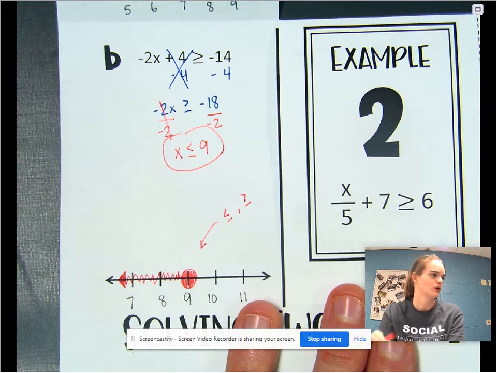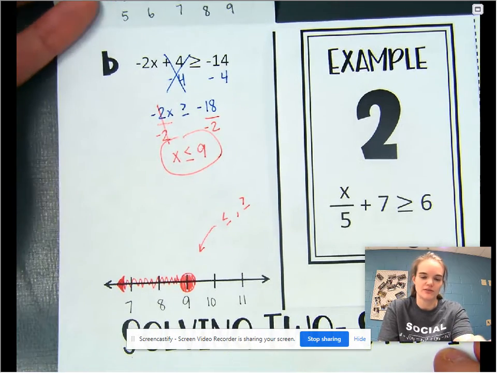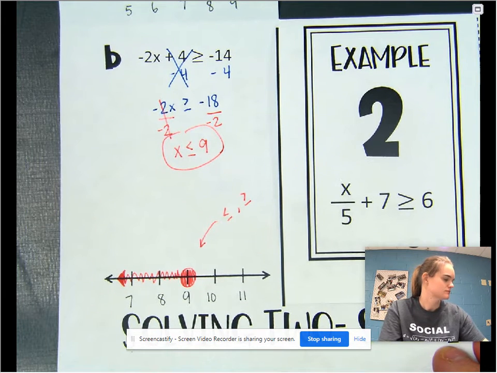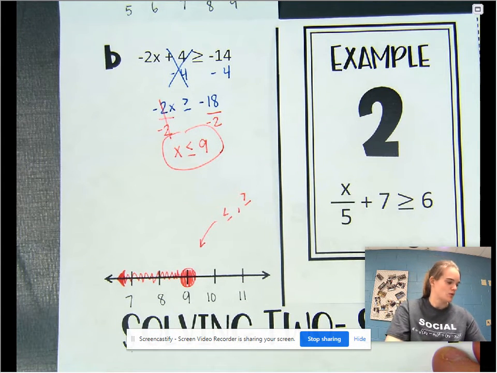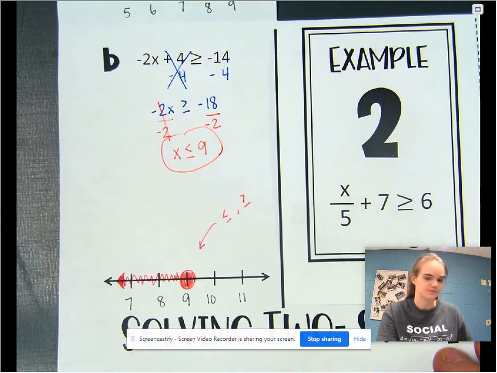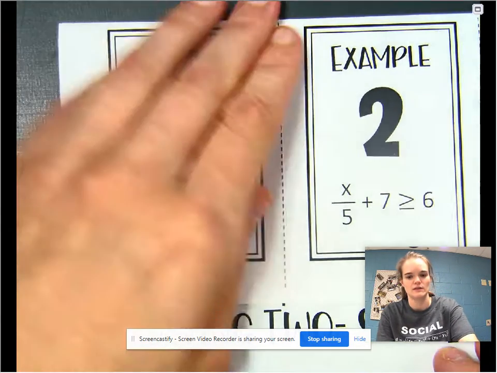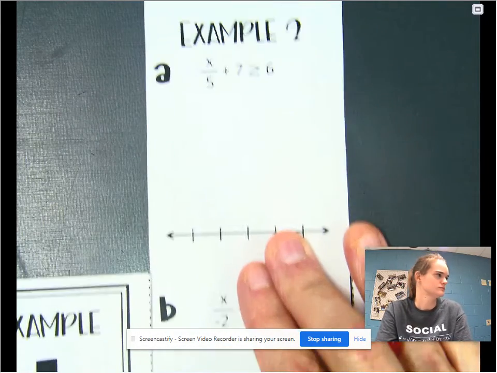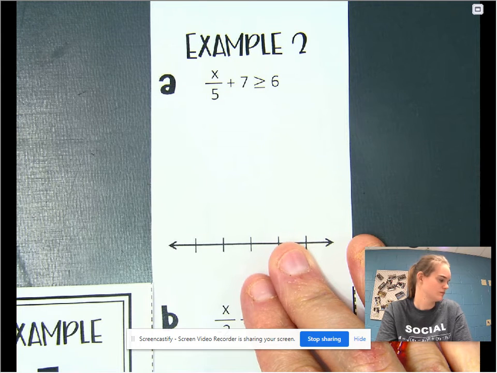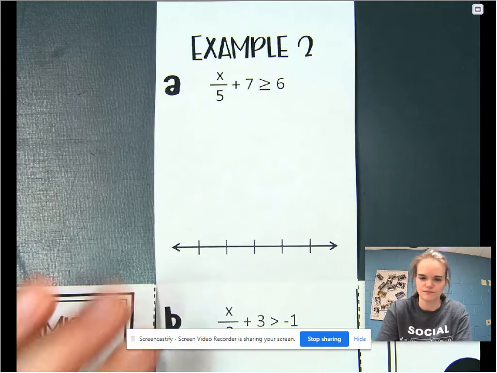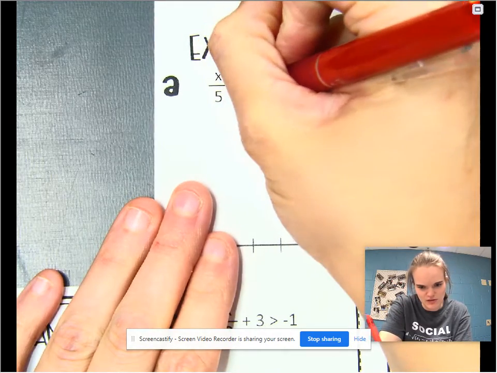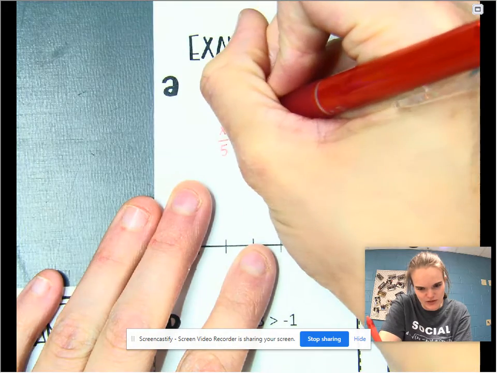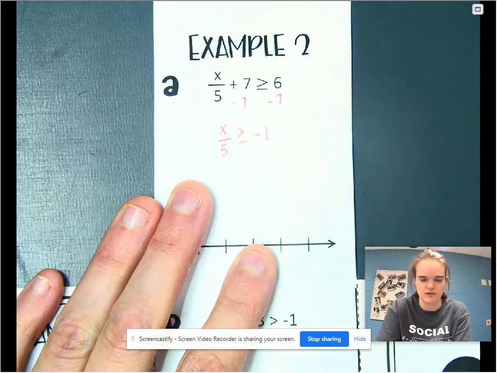Okay, we're going to try example 2. Remember, if you don't have a copy of this, you're just writing it down in your notebook on page 14. On page 14. Okay, close that. Example 2. Alright, I'm going to subtract 7. X divided by 5 is greater than or equal to negative 1.